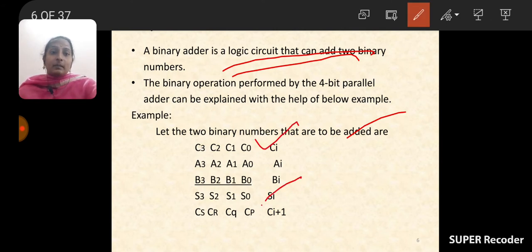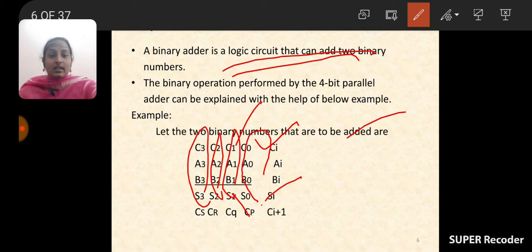Next, by adding the bits A1, B1 and carry C0, S1 is produced and carry C1. In the next stage, by adding A2, B2 and carry C1, S2 is produced. So in this way, at a time we are going to add 3 bits, 3 bits, 3 bits, 3 bits. In our last class we discussed a circuit that is used to add 3 bits at a time. Which circuit? Full adder.